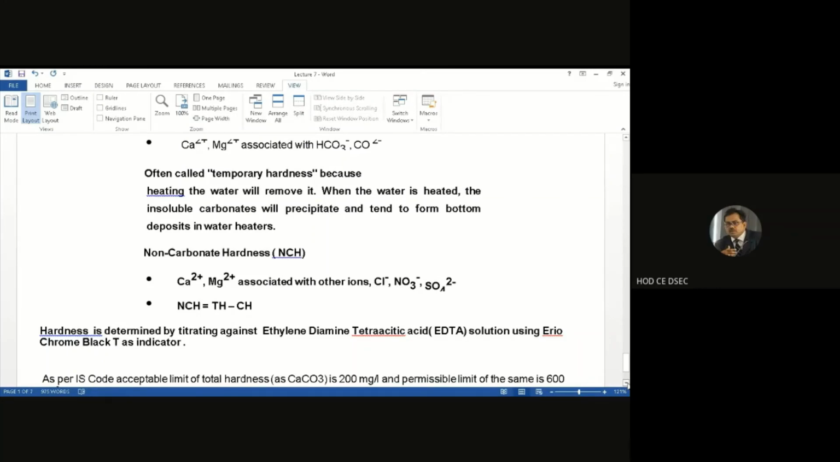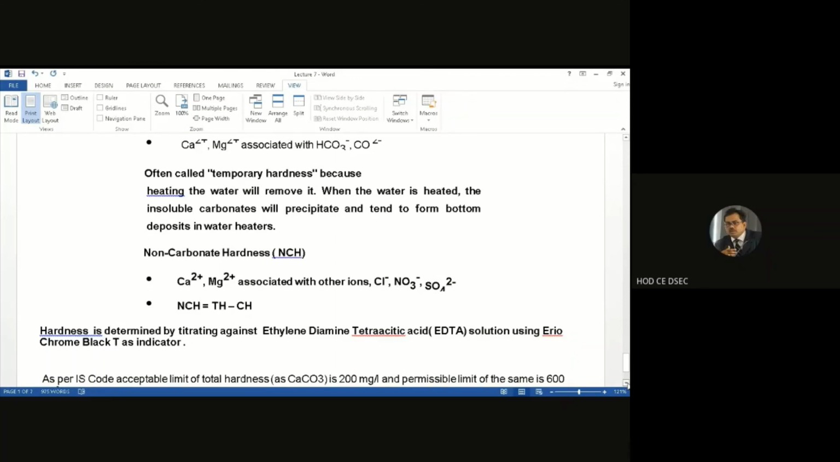One is the titrant, which we pour in the burette, and that is EDTA, ethylene diamine tetraacetic acid, which we will use for titration. Another thing is the indicator, and that indicator is EBT, eriochrome black T. So these two parameters you have to keep in your memory.